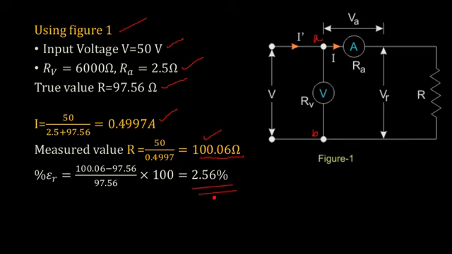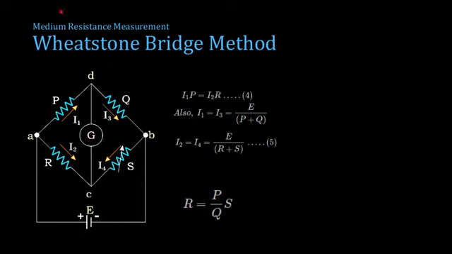So that's how you can choose between the circuits, figure number 1 and figure number 2, to measure. Anyway, both the circuits give you almost accurate results, provided the accuracy levels of the voltmeter and ammeter are fine, or very close to the true values.